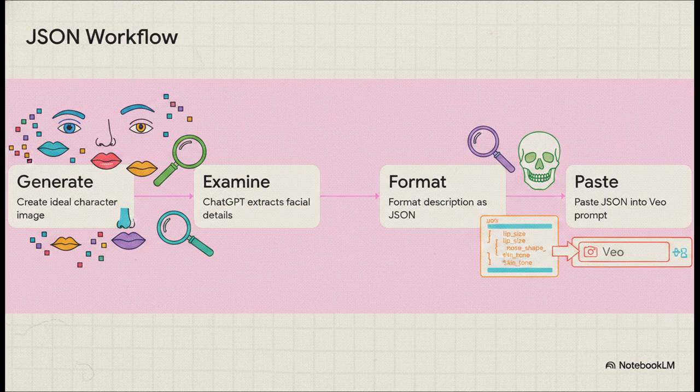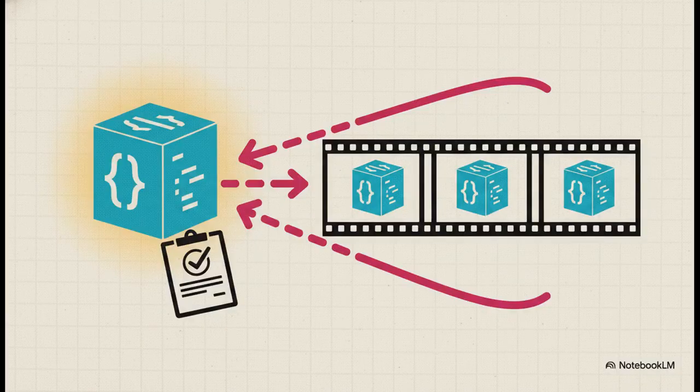And finally, Step 4. Copy that JSON code and paste it right into your VEO prompt right alongside your camera and action directions. You're essentially handing VEO a mathematical blueprint of a human face. And here is the absolutely crucial point to remember.